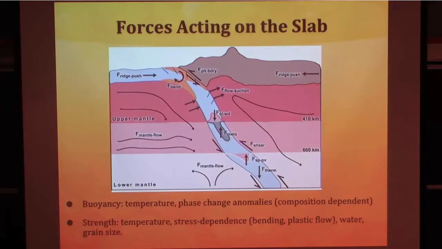And it has all of these forces that are acting on the system. Sometimes the suction force in the corner will be really important. Sometimes it won't matter at all, okay? Sometimes the mantle flow will be very important. The rheology contrast will be really important. And then what actually happens as you go into the lower mantle.